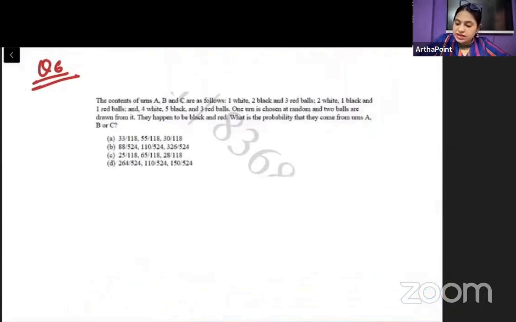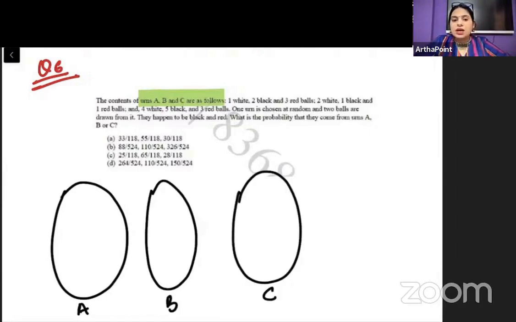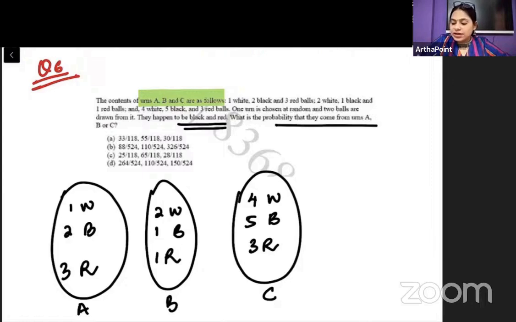So it says the contents of urns A, B, and C are as follows. You are given 3 urns. Urn A contains 1 white, 2 black, and 3 red balls. Urn B contains 2 white, 1 black, and 1 red ball. Urn C contains 4 white, 5 black, and 3 red balls. One urn is chosen and 2 balls are drawn, which happen to be black and red. What is the probability they came from urn A, B, or C?